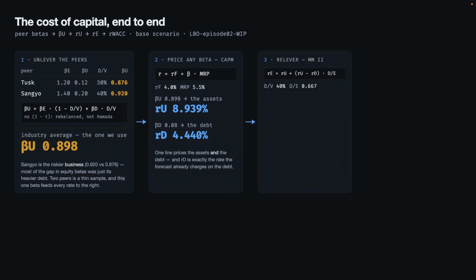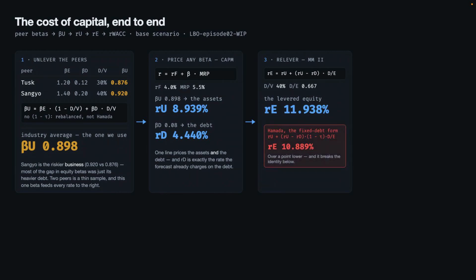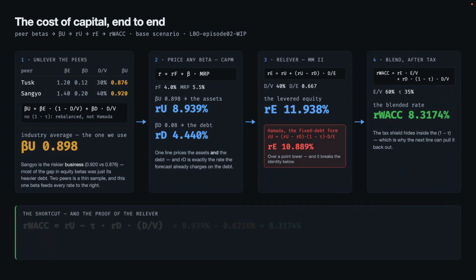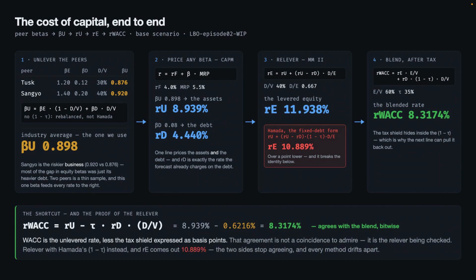Now we add the leverage back, relever the equity, Modigliani-Miller proposition 2, and the cost of equity climbs to 11.94. Equity holders take the business risk plus a premium for the debt sitting in front of them. And finally, blend equity and after-tax debt together, the weighted average cost of capital, 8.32%. Notice it sits below RU, and that gap, that little discount, is the tax shield that's evidenced in the alternative formula below. We'll come back to that. It's the key of the whole episode.